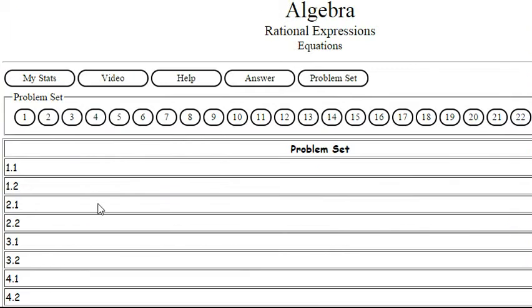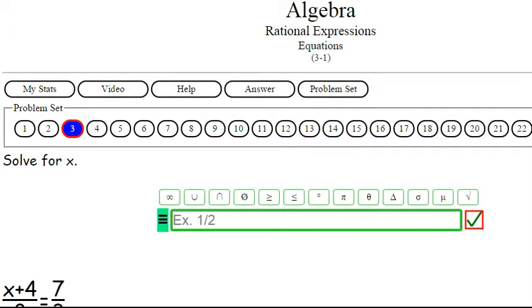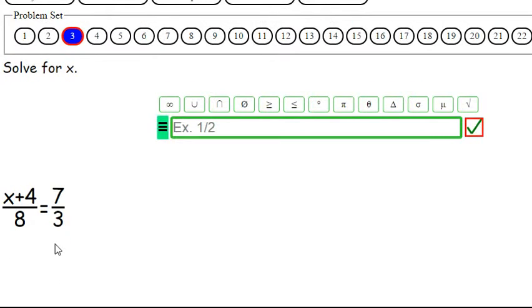Click on the algebra. Let's go down to equations, and we're looking at 3.1. And things are starting to look a little bit more complicated. We have x plus 4 over 8. That's equal to 7 over 3. Alright, so we want to solve for x in this equation. So we have x plus 4 over 8, and that's going to be equal to 7 over 3.